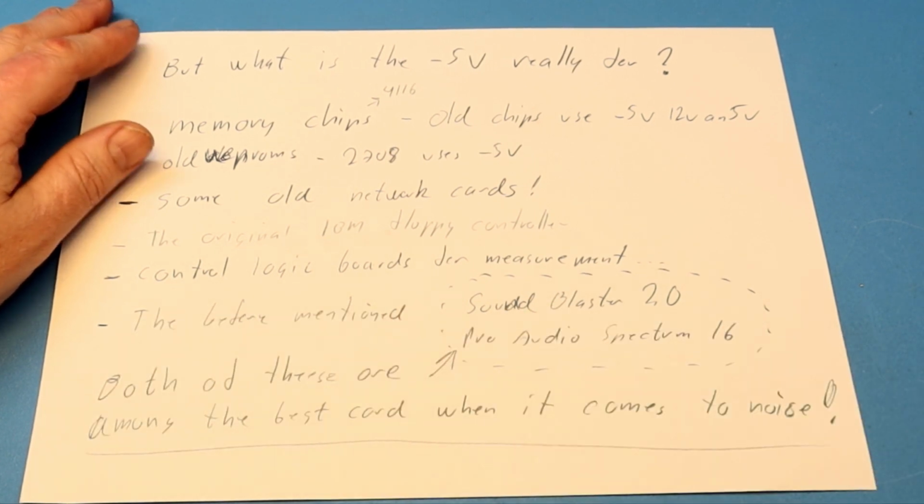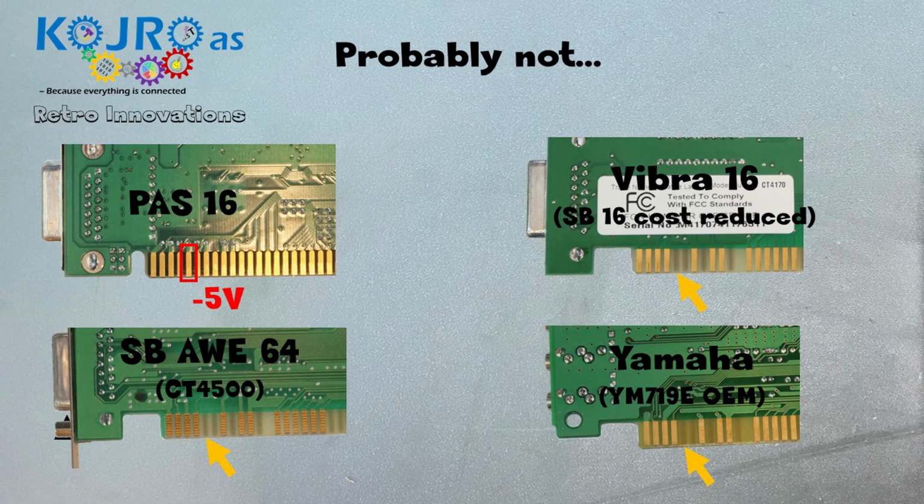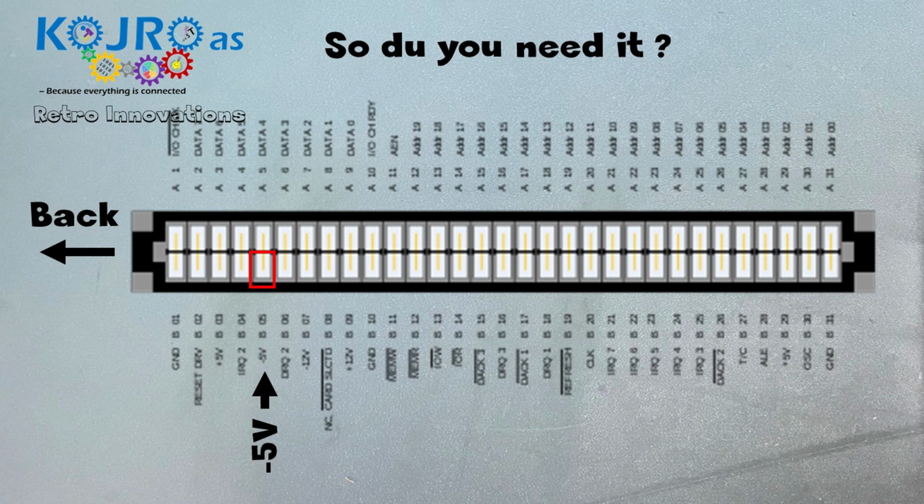So, do you really need it? The answer is probably not. As you will see here, these are 4 sound cards and only one of them actually has the -5 volt rail connected at all. The -5 volt is pin number 5 when you look at the back side of the card from the backplane.